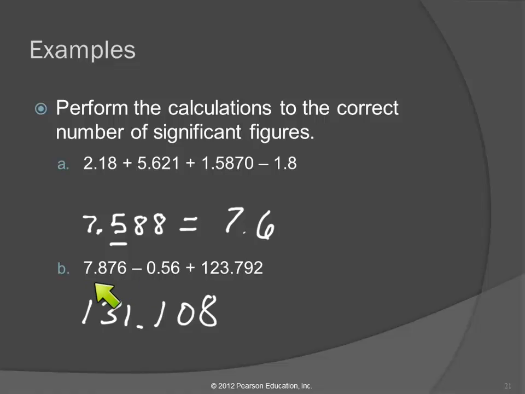The first number had 3 decimal places. The second one had 2 decimal places. The third one had 3 decimal places. This middle one has the fewest number of decimal places, 2. So that limits our answer to 2 decimal places. We have to stop there. So again, we're going to look at the next digit. It's 5 or greater. We round up, and we're going to call this 131.11 as our final answer. Any questions? The rules for adding and subtracting are different than the rules for multiplying and dividing.